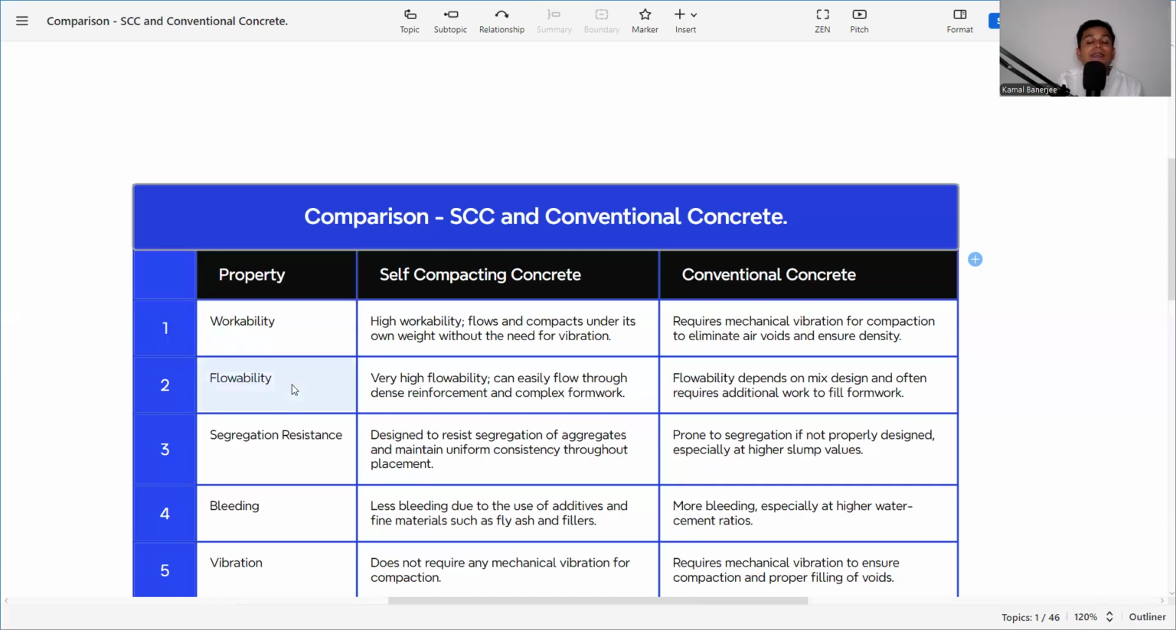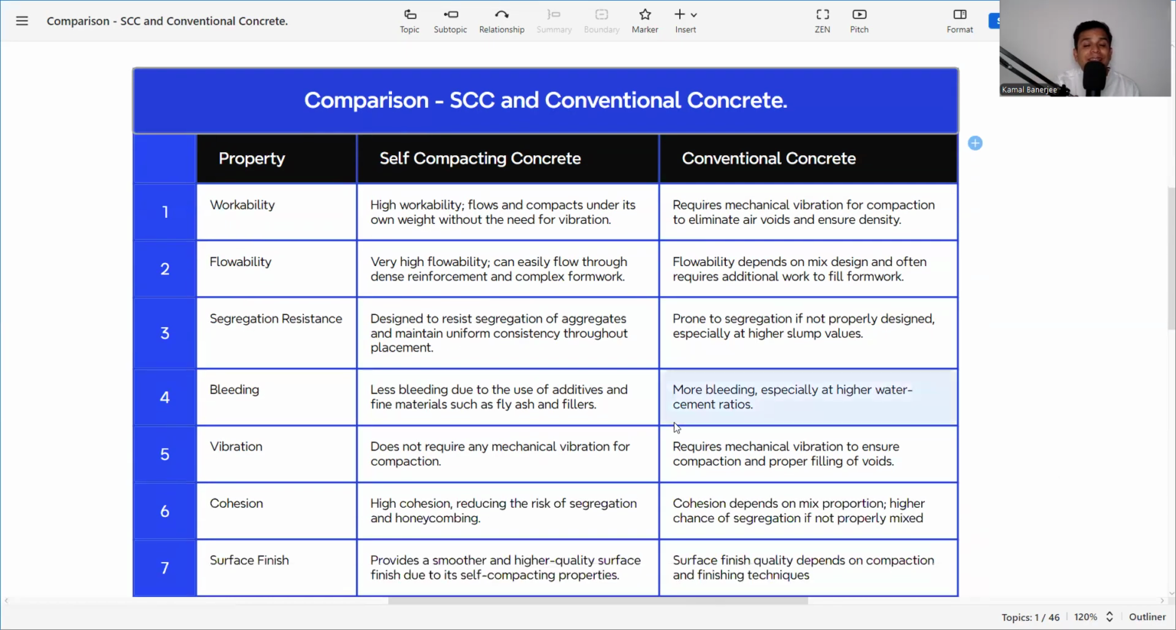But flowability is also required because self-compacting concrete flows under its own weight to fill all the corners of the formwork. So it is to be designed so that it can easily flow. But on the other hand, the conventional concrete depends on mix design and often requires additional work to fill the formwork. So it is required to fill every corner manually or mechanically for the conventional concrete. But in the self-compacting concrete, it is not required. So not required any worker, not required extra labor for the vibration, not required the extra effort to ensure that every corner is filled with the concrete.